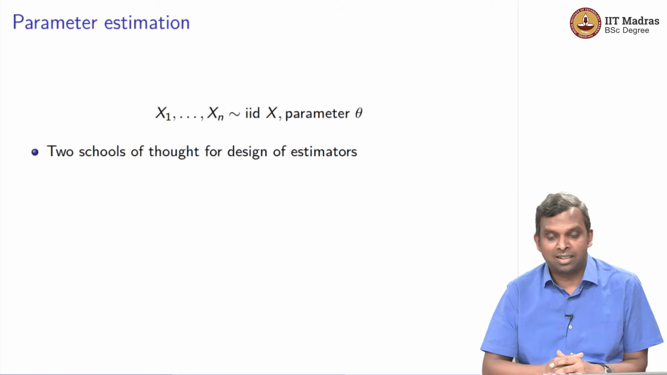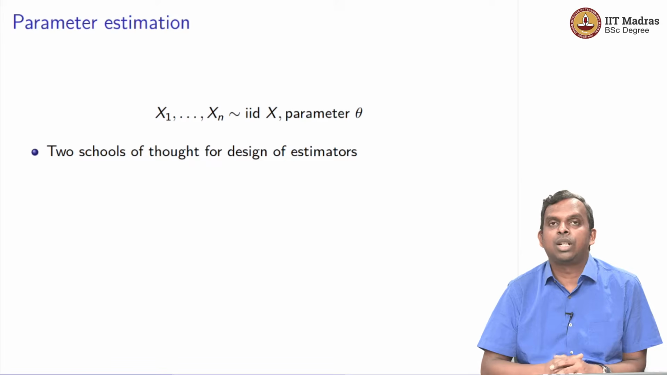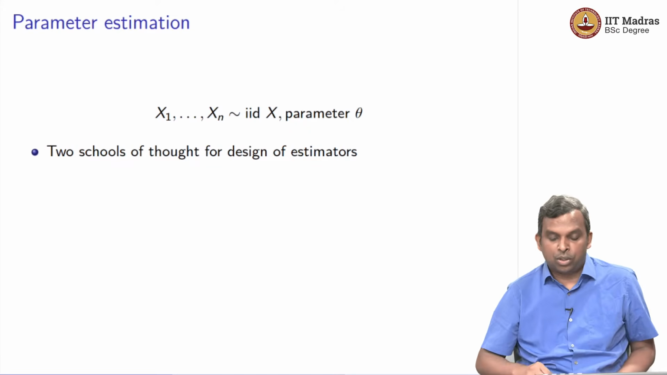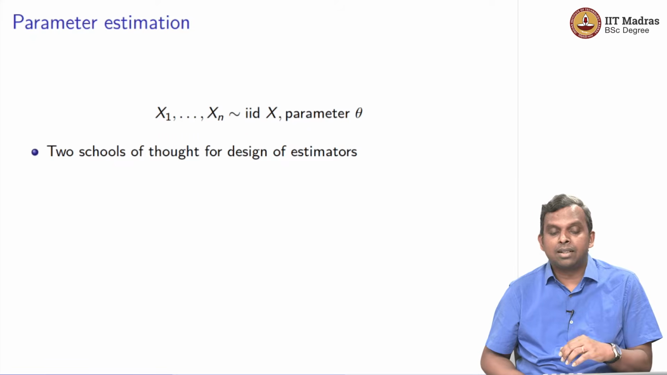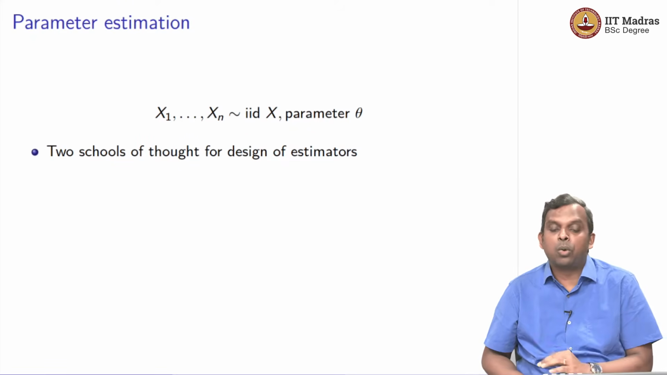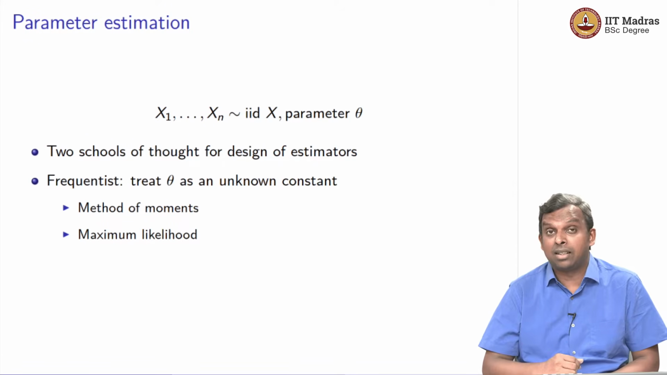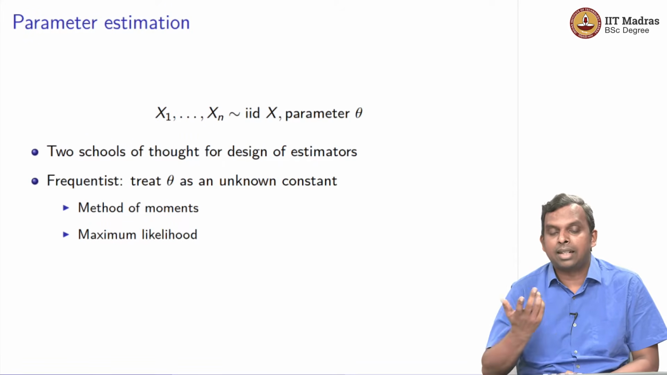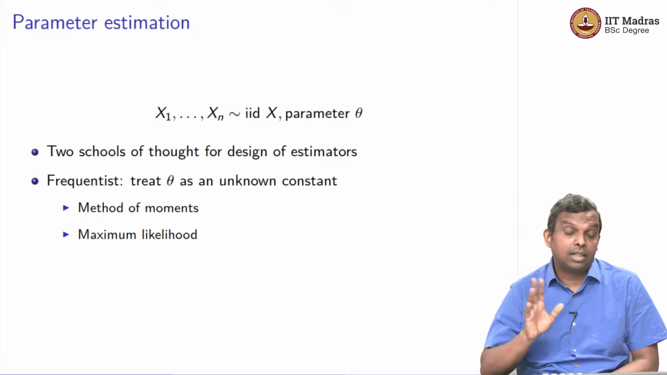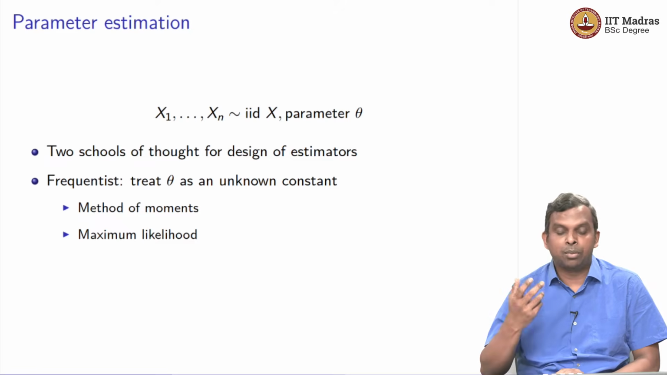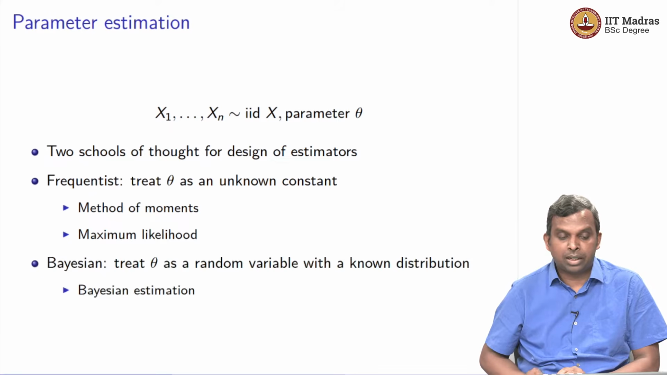We've been looking at this problem of point estimation, or estimation of one unknown parameter given IID samples from an unknown distribution. So far we saw some estimators. It turns out there are two ways of thinking about the design of estimators. One is what is called the frequentist approach, where you treat theta as an unknown constant. It's a constant, and you have methods like method of moments and maximum likelihood. There are various other methods associated with the frequentist approach.